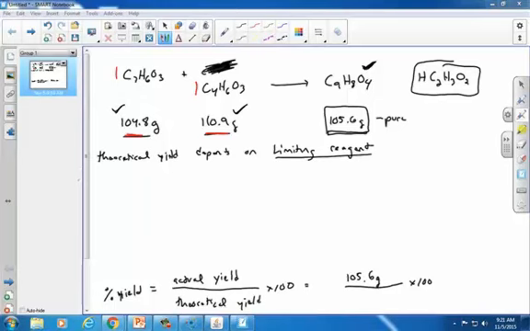Is it correct to say that whichever reactant I start with more grams of will be the one in excess? No, not at all. It totally depends on which one I have more moles of and what the mole ratio is in the balanced reaction. So this is a 1-to-1 ratio. Because it's a 1-to-1 ratio, if I did have more moles of this, then there would be an excess.